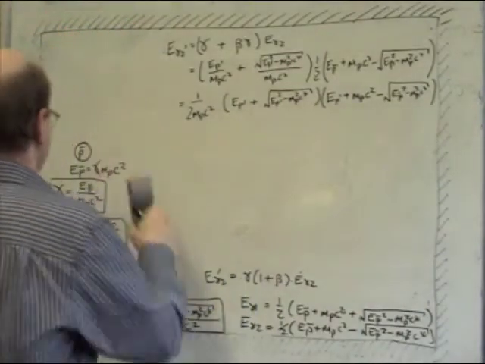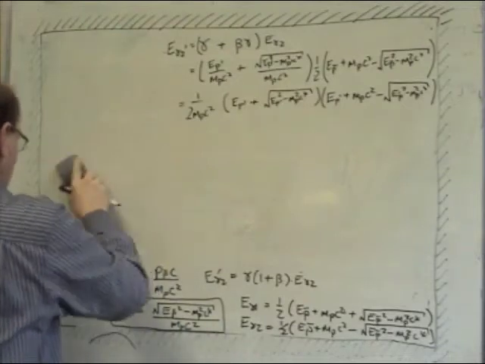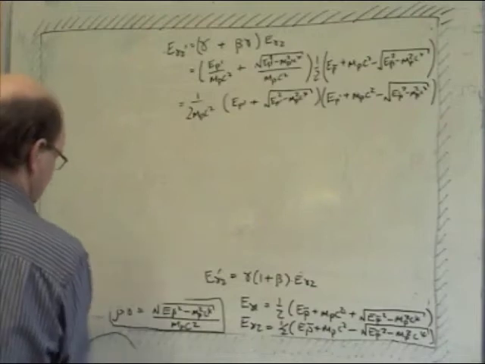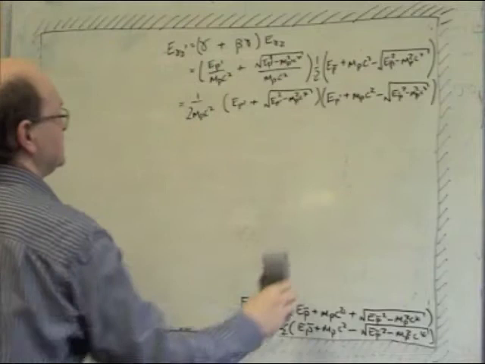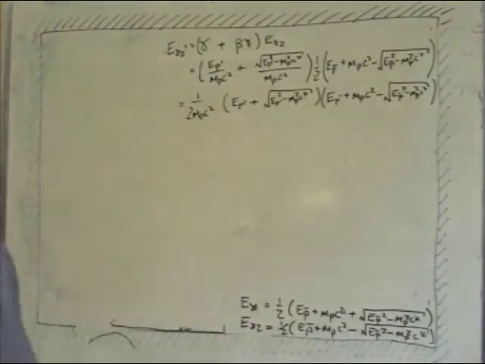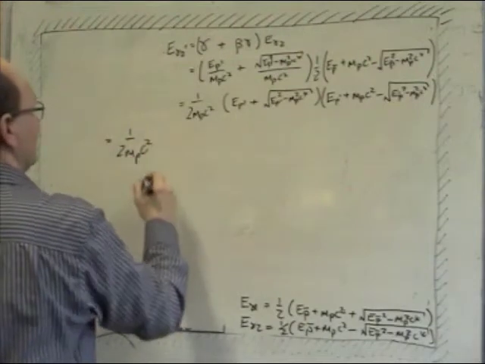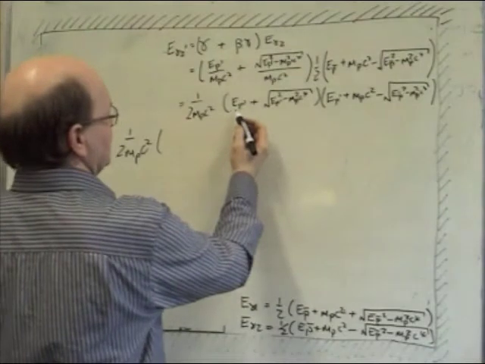Alright, so let's erase some of this stuff that we don't need anymore, make a bit of space on this board. So the 1 over 2 mpc squared survives, and then in brackets let's do everything carefully.